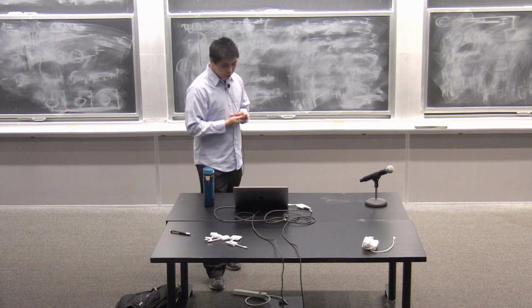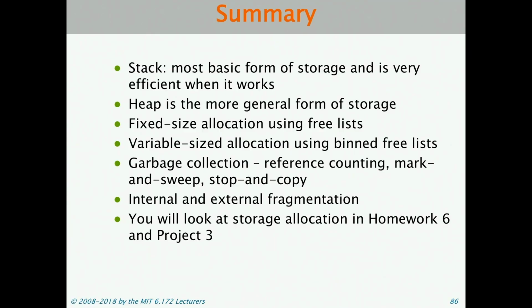So in summary, these are the things that we talked about today. We have the most basic form of storage, which is a stack. The limitation of a stack is that you can only free things at the top of the stack. You can't free arbitrary things in the stack. But it's very efficient when it works because the code is very simple and it can be inlined. In fact, this is what the C calling procedure uses. It places local variables and the return address of the function on the stack.